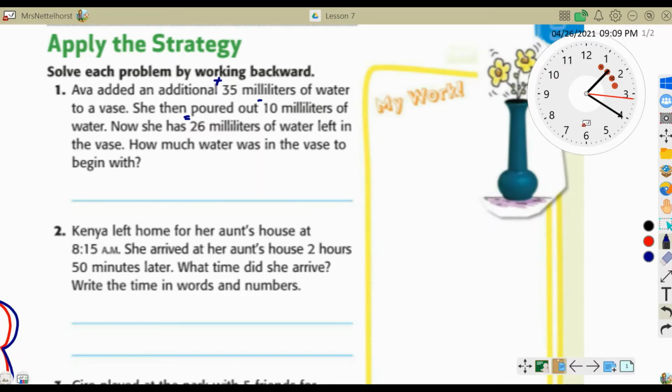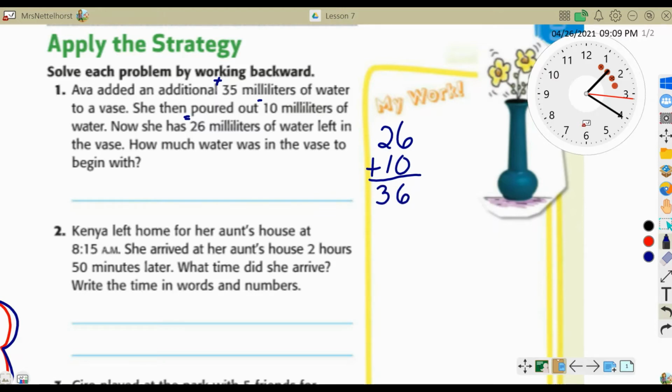Okay, so she's got 26. I'm going to write this with my finger. So she has 26 milliliters of water now. She poured out 10. So if I'm working backwards, I need to use the inverse operation. Okay, so she needs to add 10. So 6 plus 0, because we always start adding in the ones place first. 6 plus 0 is 6. 2 plus 1 is 3.